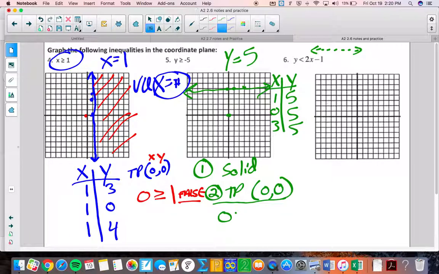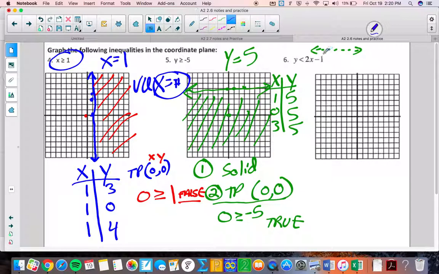And then, is that true or not? 0 is greater than negative 5. Remember, I'd rather owe someone nothing than owe someone $5 because negative is like owing. So this is true. So that means this test point is a solution. And guess what? So is everything on that side of the line. When you get a true statement, you shade towards the line.